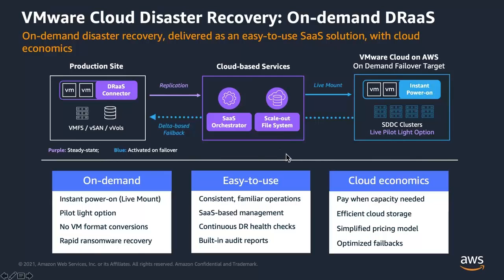So again, it's on demand because we can do live mount. There's a pilot light option. What that means is that we can have that VMware Cloud on AWS environment already up and running and configured with a minimal footprint to make recoveries faster. It's VMware, so there are no conversions between on-premises and here. It's all native VMware VMs.